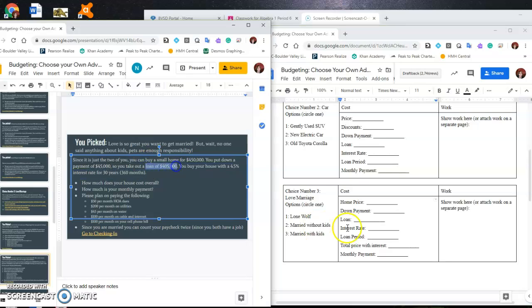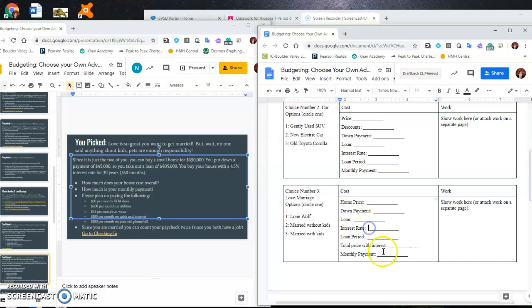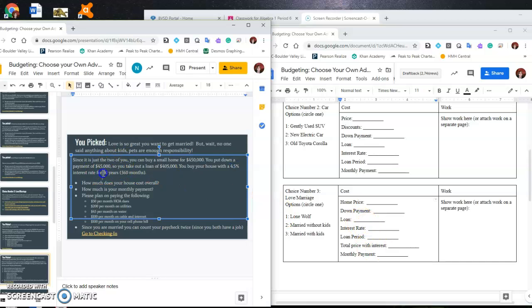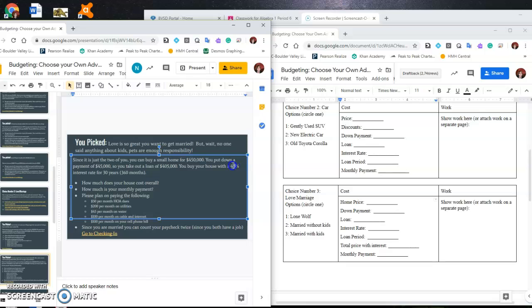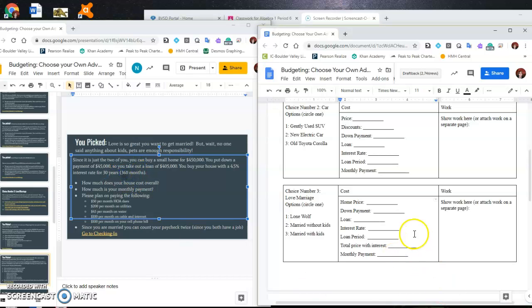Our loan is 405,000. So we put that in our loan. The interest rate is 4.5%, so we put that in our interest rate. Our loan period is 30 years, so that goes into loan period. And then we do the total price with interest, that same equation you used before, y equals a times 1 plus r to the power of x, where your a is your 405,000, your r is your 0.045 for 4.5%, and your x is 30 years. You get that answer, you divide by your 360 months, and you put that answer here in monthly payment.